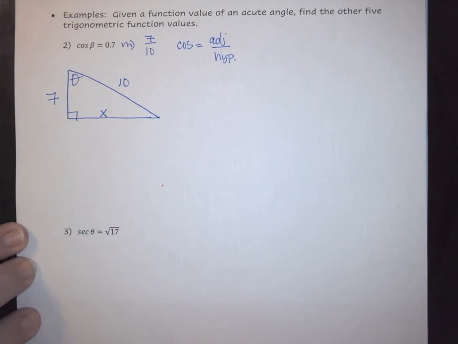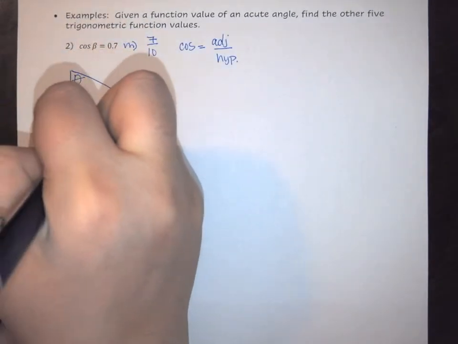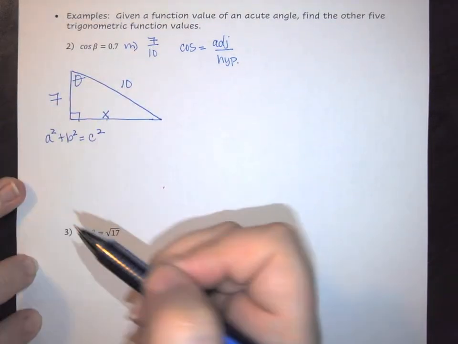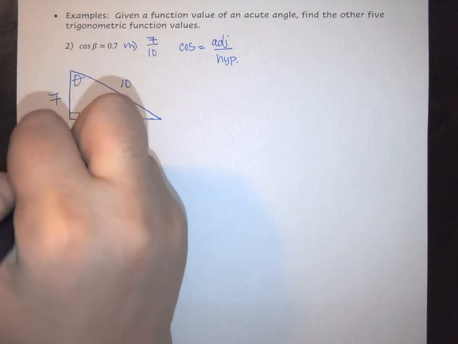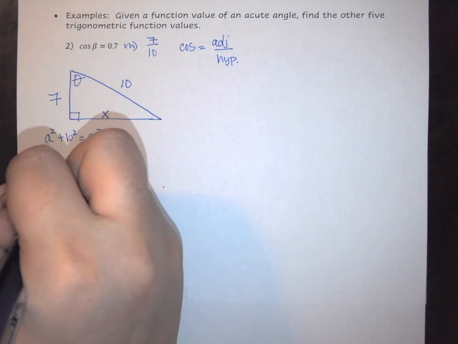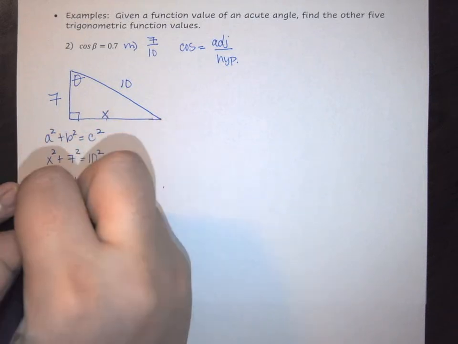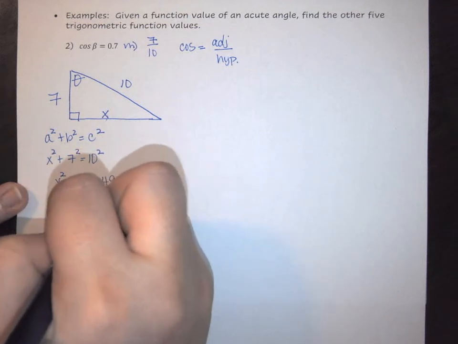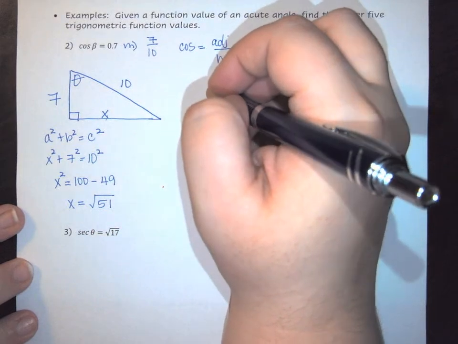Now this is where the Pythagorean Theorem comes into play. So again, a squared plus b squared equals c squared, and we can find our missing side. So here we'll have x squared plus 7 squared is equal to 10 squared. So here we would end up with x squared being 100 minus 49. So x is equal to the square root of 51.